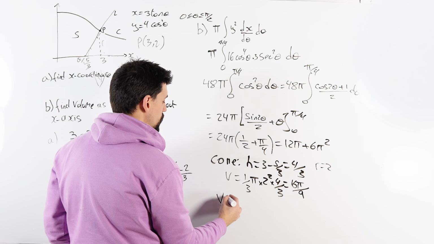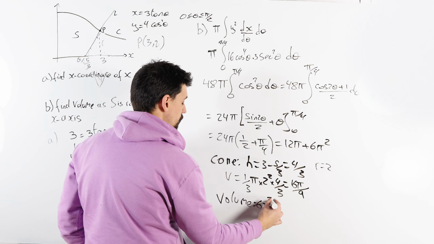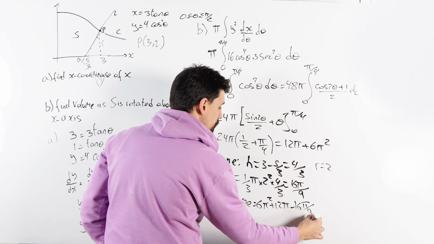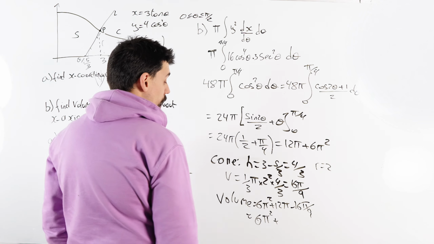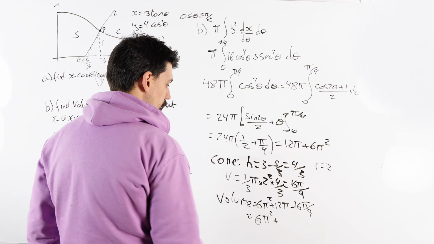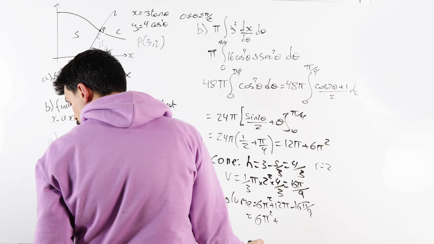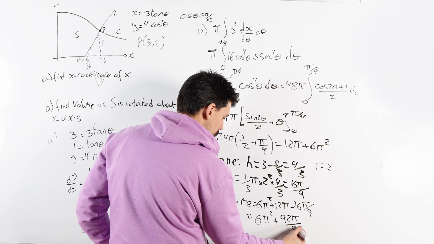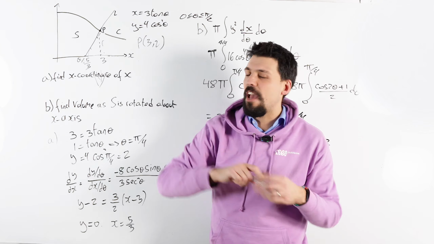Which gives a total volume of the entire shape that I want of 6 pi squared plus 12 pi minus 16 pi over 9, which is 6 pi squared plus 12 pi is 108 pi over 9, so 92 pi over 9. Et voila! Cheeky bit of volume of revolution for the Lon gang out there.